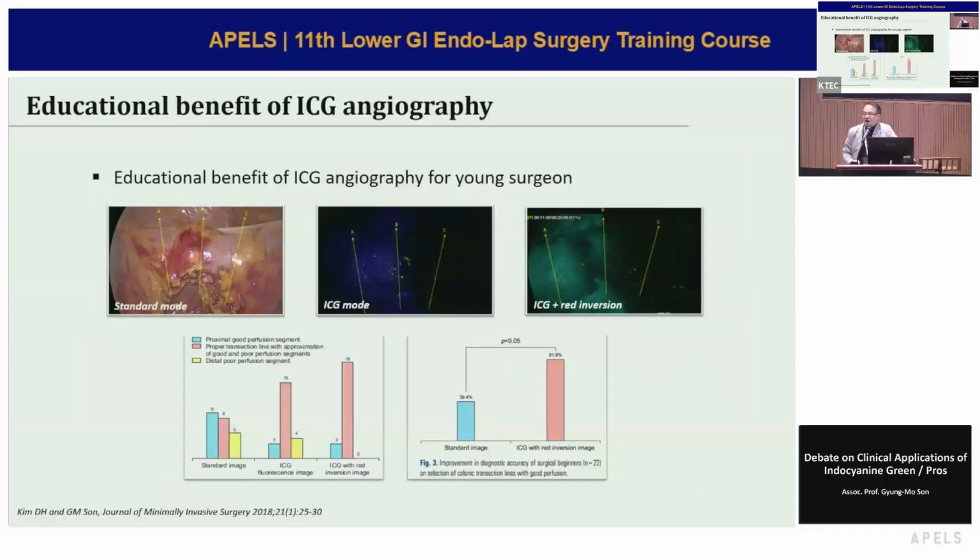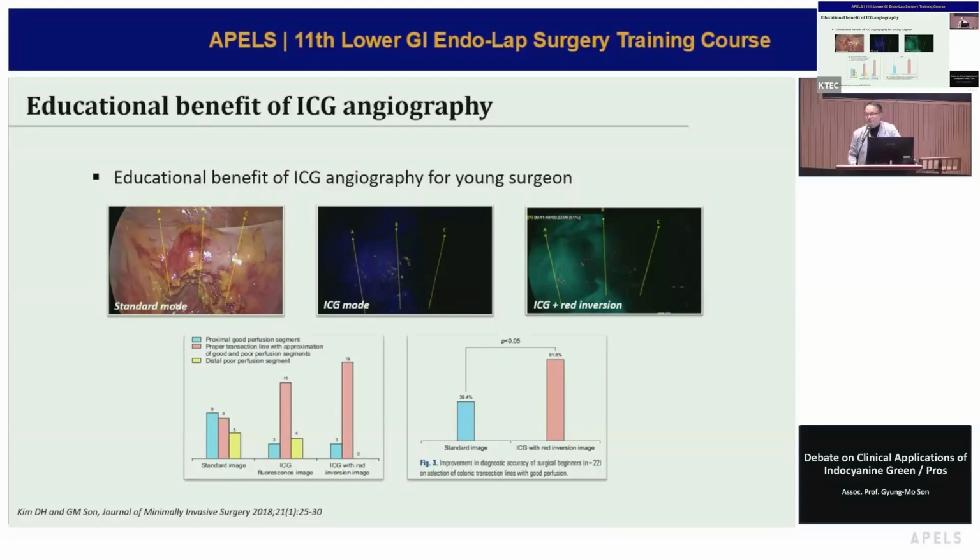Actually, I want to emphasize that this new technology, like ICG, could be very helpful for young surgeons, not for experienced surgeons like Professor Lee. He has already performed more than several thousand cases of laparoscopic surgery, and he knows everything just using his naked eyes. But young surgeons sometimes face equivocal conditions when determining the transection line or perfusion status, using just their limited experience. So this technology is very helpful for young surgeons.